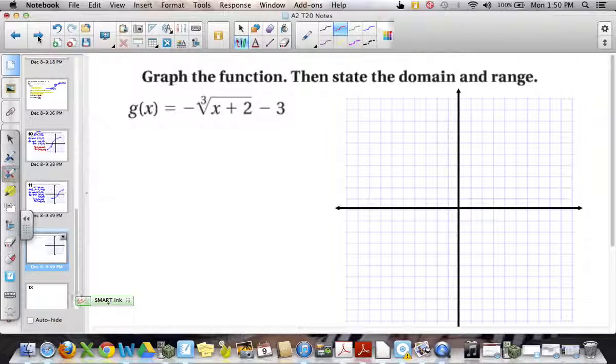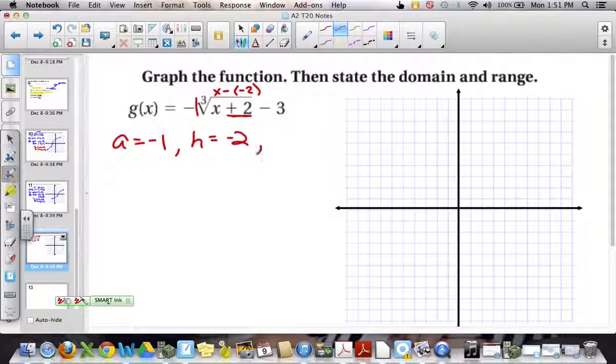All right, in this case, this negative symbol means there's a negative 1 being multiplied by that root. So a is going to be negative 1. h, again, because this is positive, this has to be x minus negative 2. So h is negative 2. And then k is negative 3.